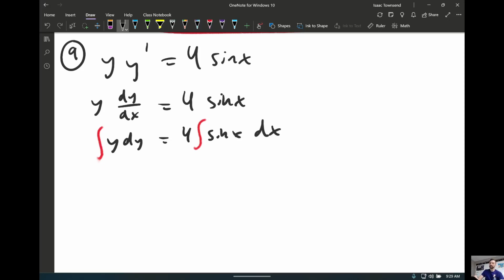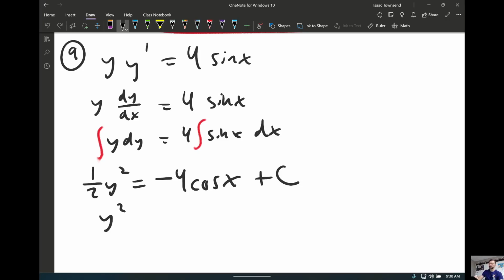Okay, somebody tell me how this integrates. Okay, and then somebody else, somebody new, tell me how this integrates. Negative cosine x. Sounds good. Never forget your plus c. And the whole purpose of these questions is, when you solve a differential equation, you're trying to find the original function. You're trying to solve for y equals.